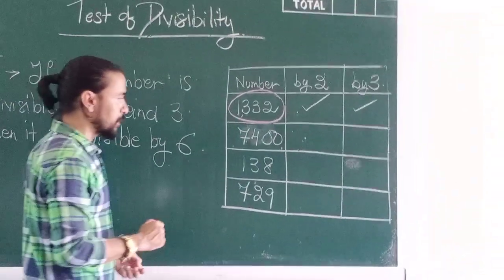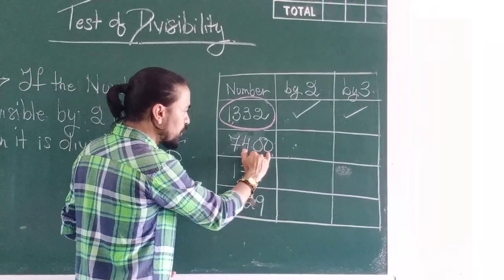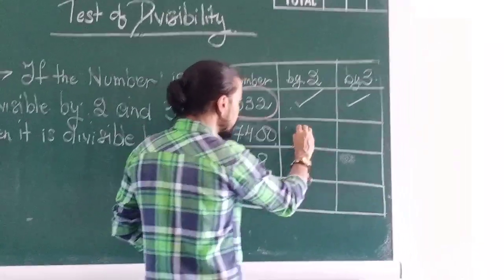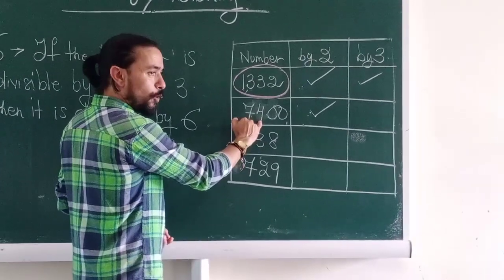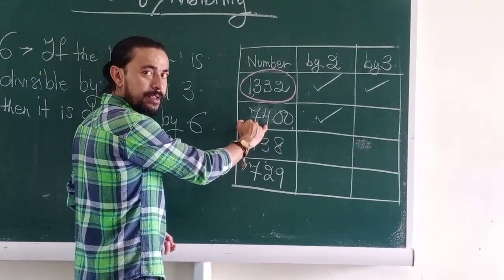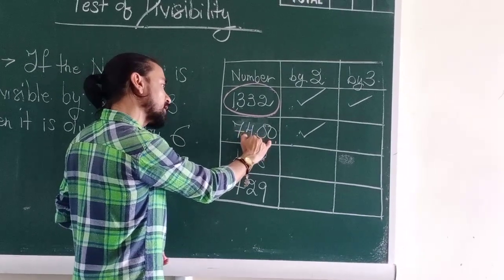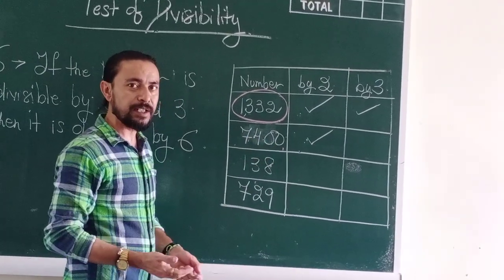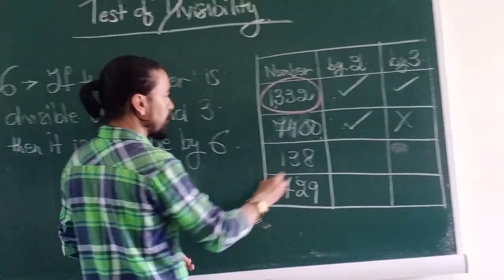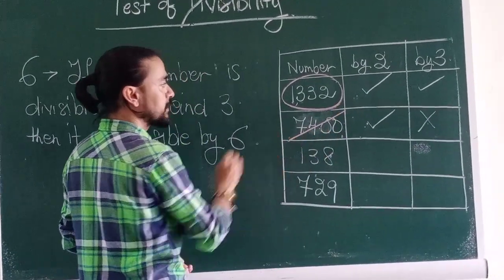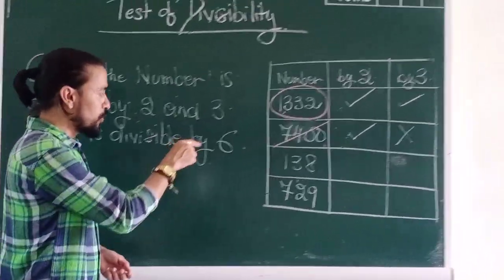Let's go to the next number. Ending with a 0, yes, it is divisible by 2. Now I will check for 3. 7 plus 4, 11. 11 plus 0, 11, 11 plus 0, 11. Does 11 come in 3 times table? No, it does not come in 3 times table. Sorry, this number is not divisible by 6. Let's go to my next number.